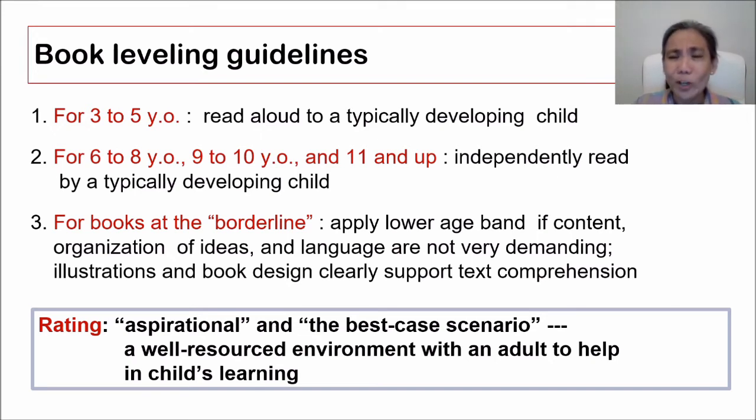The most important guideline, however, is that the rating is aspirational. A best-case scenario for the child: a well-resourced environment with an adult to help in the learning process. This is important to note because reading, as said earlier, is a sociocultural as well as a personal activity, with no one readability measure or leveling system being appropriate to all readers and all books. The models of reading and text complexity cited earlier recognize the importance of the reader, task, and context variables.